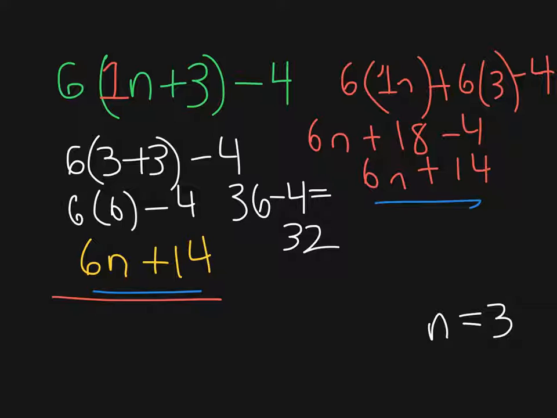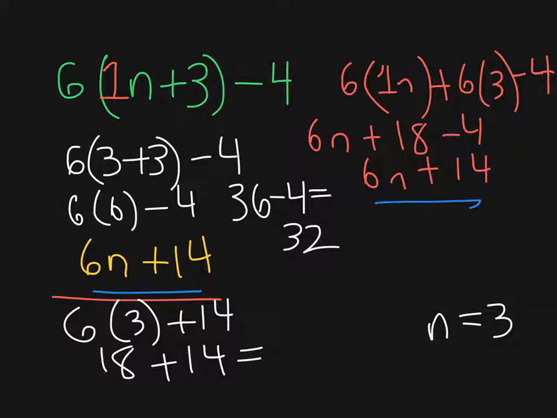Now down here I'm still going to plug in n's value being 3. So it's going to be 18 plus 14, that's equal to 32. So in that case, we have the same values. So that is a way of proving through substitution to show that expressions are equivalent.